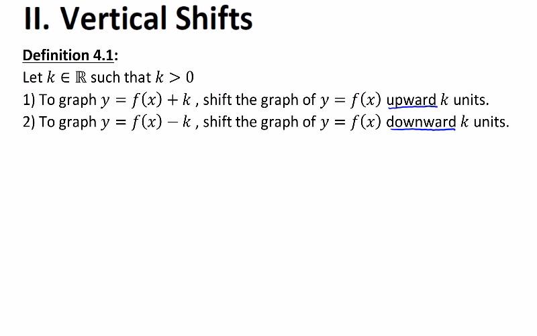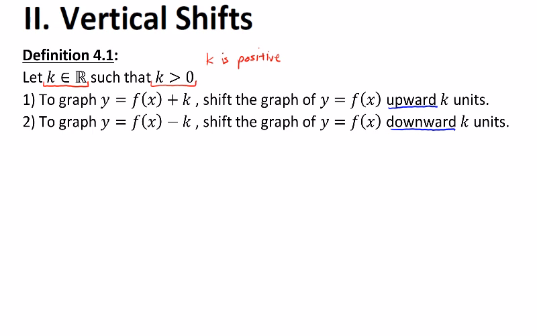Now the way that this occurs is we have to select a real number. K is going to represent a real number, but K cannot just be any real number. It has to be a real number that is greater than 0. So in other words, K is positive. So we pick K to be a positive real number, and here's what we can do with K.